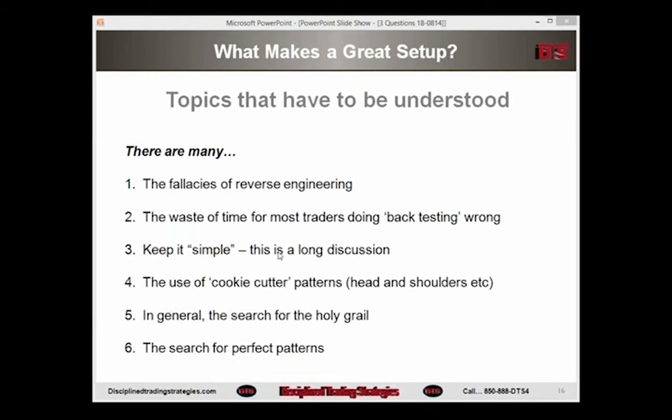Keep it simple. Again, this is another long discussion. It's not the one I'm going to go into. I'm going to go into the last one there, number 6. But keeping it simple is a funny discussion.